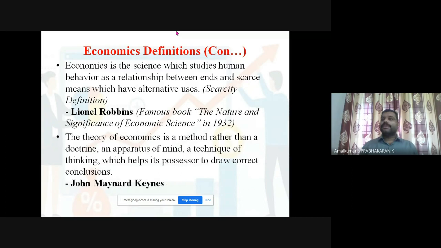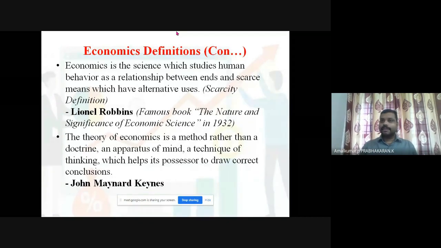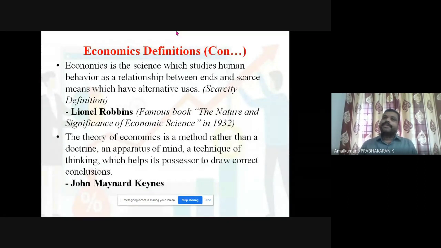Then another definition, given by John Maynard Keynes: The theory of economics is a method rather than a doctrine, an apparatus of mind, a technique of thinking, which helps its possessor to draw correct conclusions. This definition is given by John Maynard Keynes. These are some important definitions relating to economics. These are very important before starting our business economics.